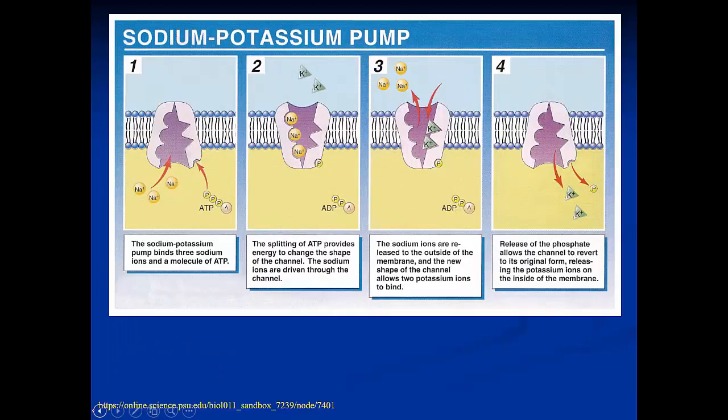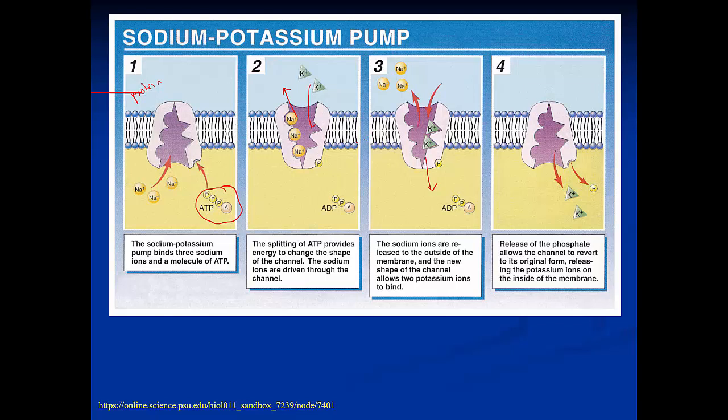Here again is another diagram of it showing that this pump, which is a protein, a big protein molecule, is going to take 3 sodiums and kick them out of the cell. It's going to grab 2 potassiums and bring them into the cell. Now you may remember ATP is a currency of energy. So in order to do this, I need energy. Okay?